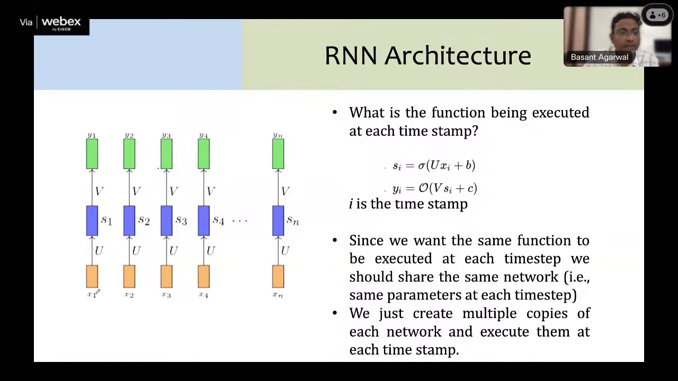Okay. And that is why, by just making multiple copies of the same network n times, depending upon the inputs, we can execute them in a sequence. And that is why there is no requirement of fixed length input. Okay.